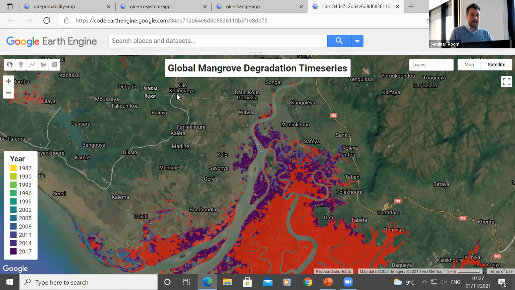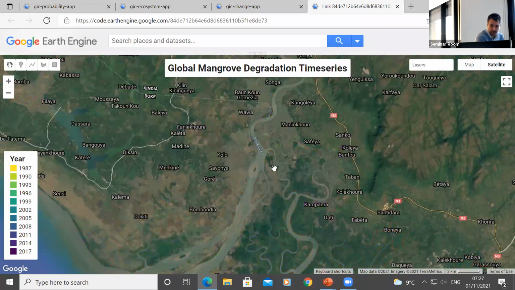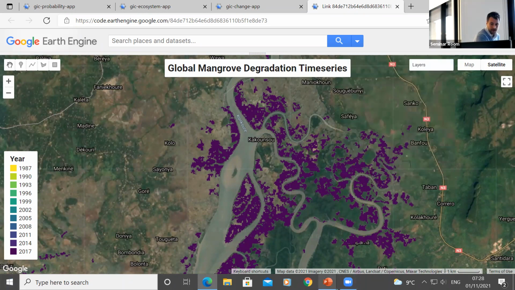And in purple, those last layers, is when we have degradation in 2017. So you can see high levels of degradation in that location. And if I remove some of the layers from behind it, so that's where mangroves are now. The purple bits are the ones that are degraded. And if I remove this behind, you can see high levels of degradation and potentially some loss within those areas. So we are seeing real on-the-ground changes associated with this structure of mangroves.